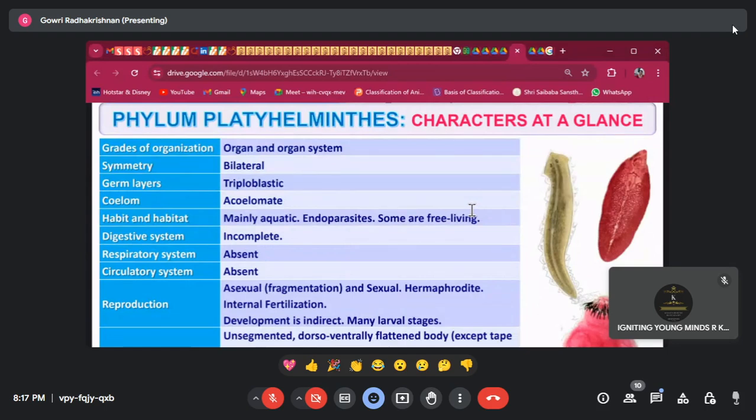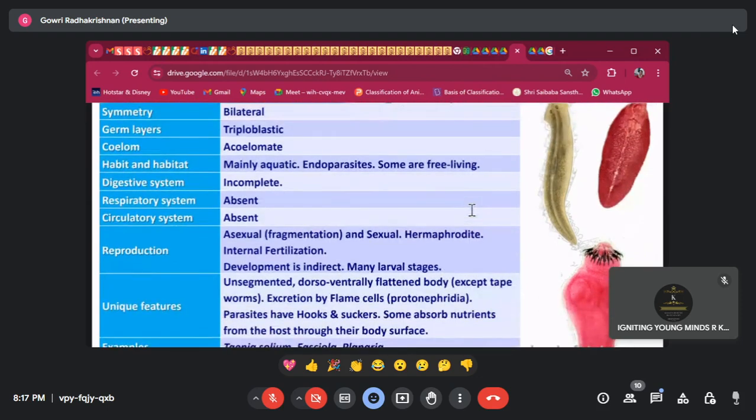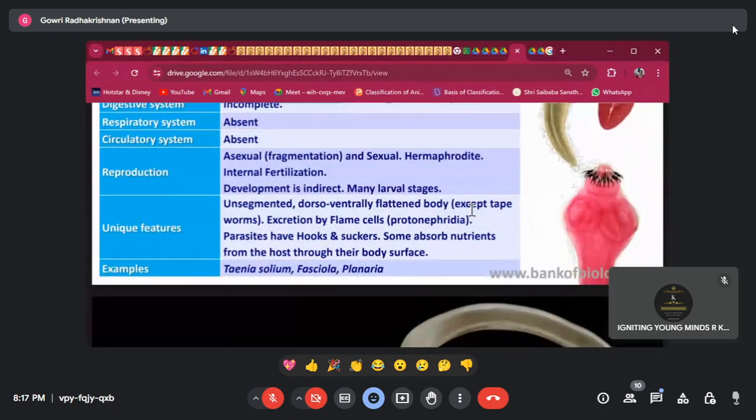Alright, characters at a glance: organ and organ system level of organization, bilateral symmetry, triploblastic germinal layer, acoelomate, many aquatic, endoparasites, some are free living, incomplete digestive system, respiratory and circulatory absent, reproduction asexual by fragmentation, sexual, some are hermaphrodite. Internal fertilization and development is indirect, many larval stages. And then unique features is unsegmented dorso-ventrally flattened body except tapeworms.